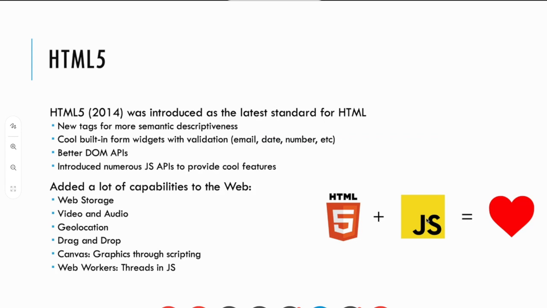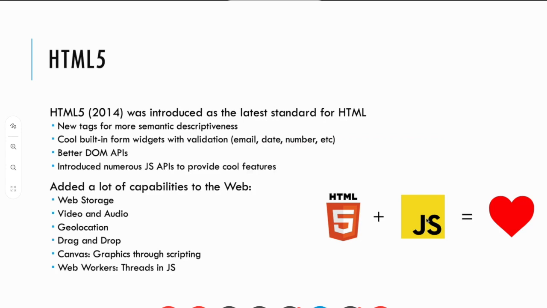Now, there were a few minor things that HTML5 did, like the introduction of some new tags for semantic descriptiveness. It also introduced built-in form widgets like email. Earlier you would do some scripting to validate emails on your website, but now it was possible to just write input type equal to email, and the browser will take care of the validation and showing the error message to the user. There were also better DOM APIs that you could work with.